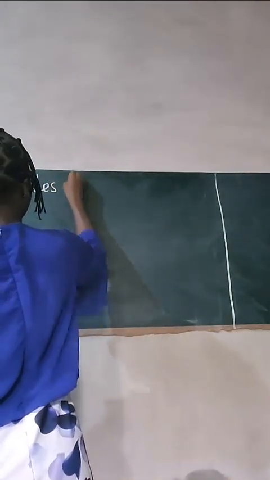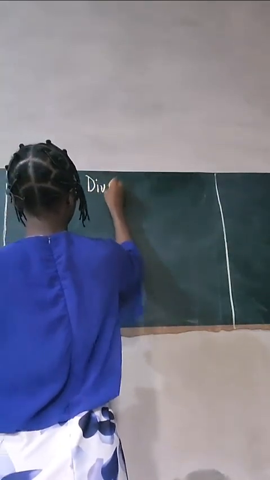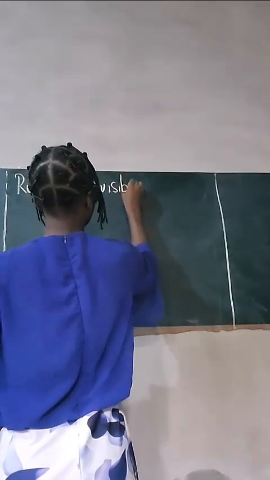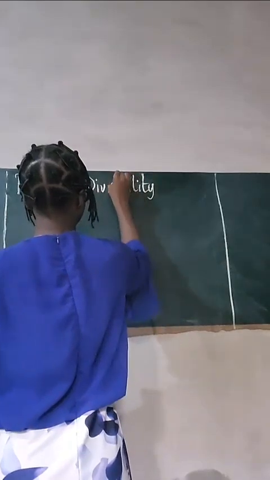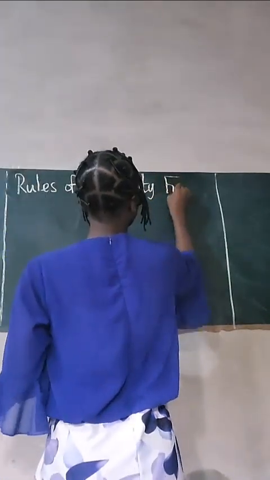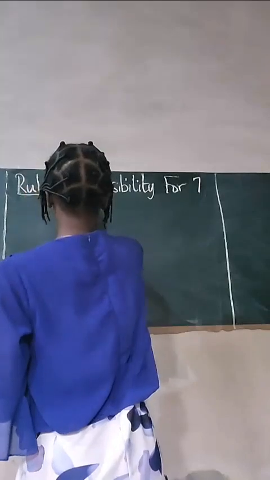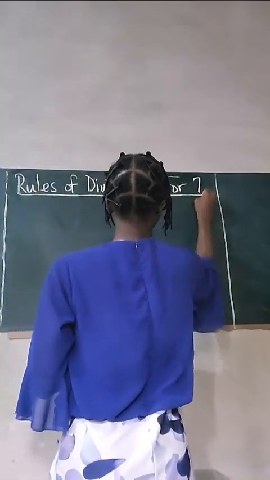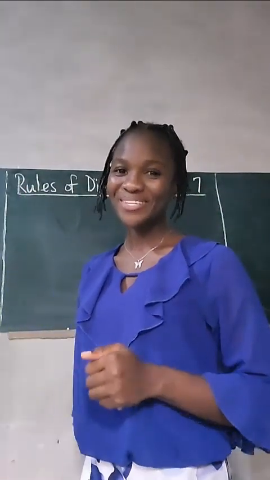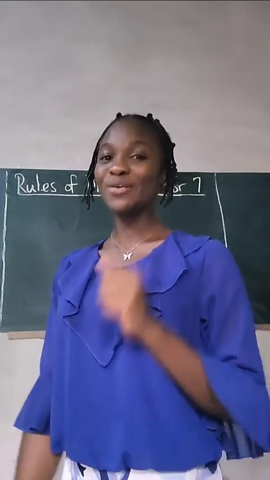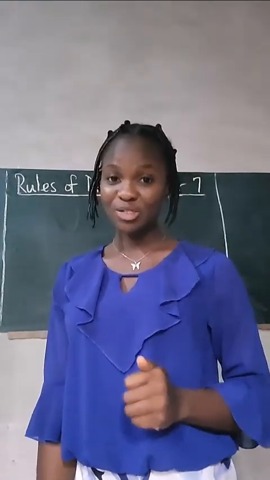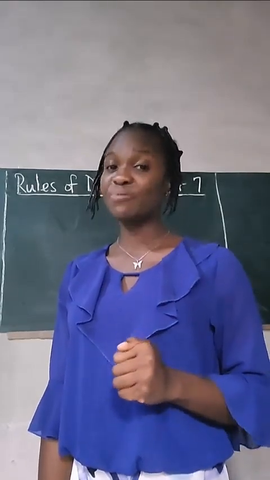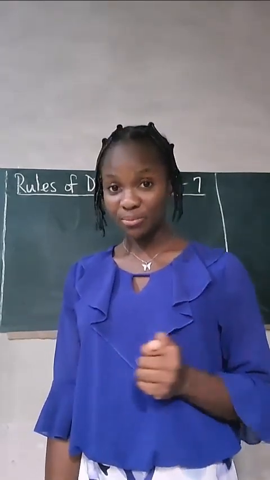Today we're talking about rules of divisibility for 7. Now, at first, this might actually look challenging, but rest assured, if you pay attention, I'm very sure you will get it. It's very simple.